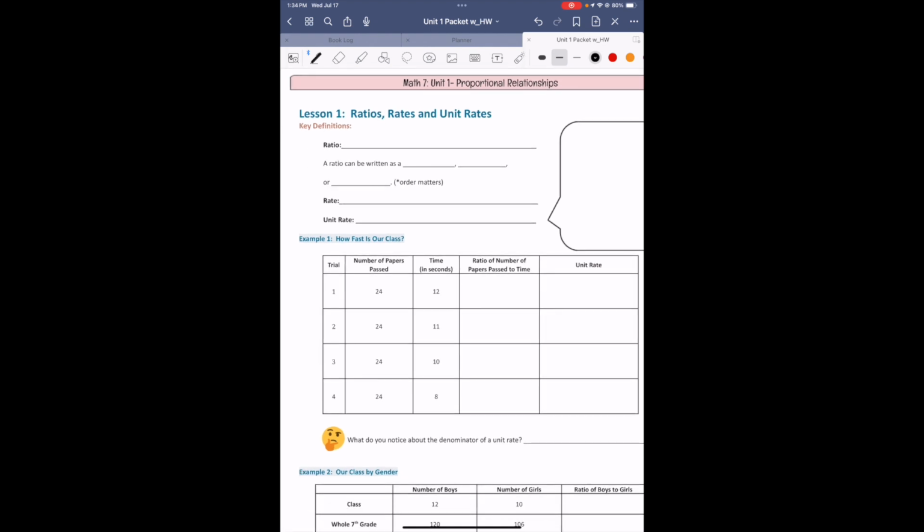Okay, so this is lesson 1, and we're going to talk about ratios, rates, and unit rates. But before we get started, we're going to go back over some key definitions. Now, these might look familiar from 6th grade, but if not, that is why we're going to go over them.